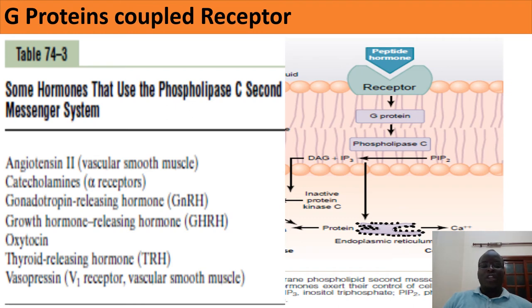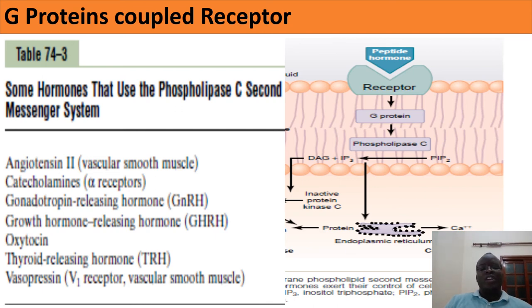Then the growth hormone releasing hormone. So for gonadotropin releasing hormone, of course, it's stimulating the release of gonadotropins. The gonadotropins, we have two there: the follicle stimulating hormone and the luteinizing hormone. So the gonadotropin releasing hormone is going to enhance the release of gonadotropins, which are follicle stimulating hormone and luteinizing hormone. But of course, it's working by activating the phospholipase C.